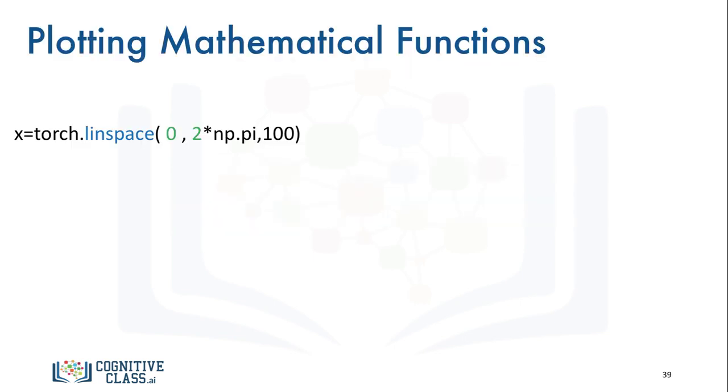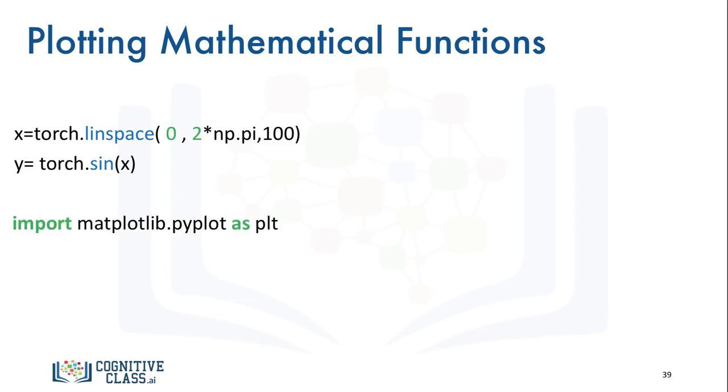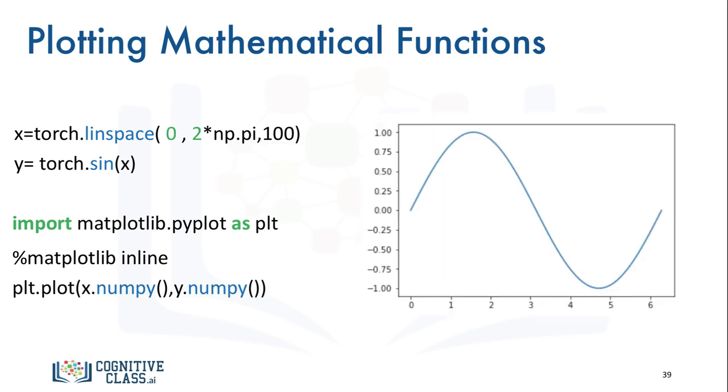We can use the function linspace to generate 100 evenly spaced samples from the interval 0 to 2 pi. We can then use the PyTorch function sin to map the tensor x to a new tensor y. We can import the library pyplot as plt to help us plot the function. As we're using Jupyter notebooks, we can use the command matplotlib inline to display the plot. The following command plots the graph.